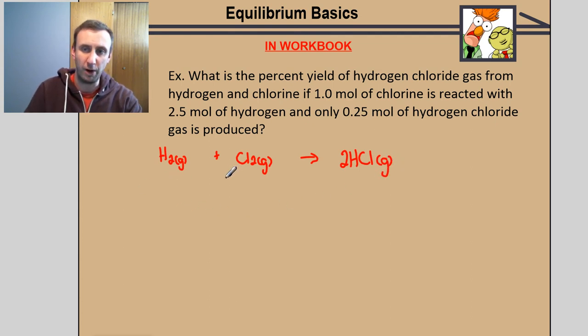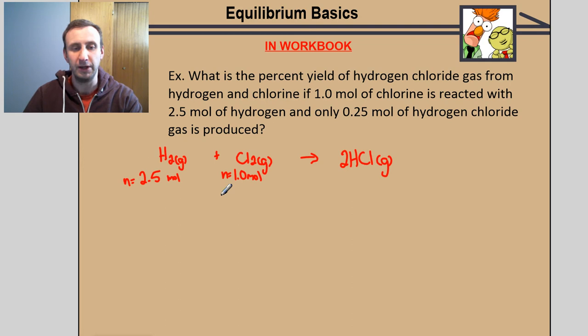So I have 1 mole of chlorine, and I have 2.5 moles of hydrogen. So this is actually a really simple limiting excess question because it's all 1-to-1 for H2 and Cl2. But if I take a look at this, Cl2 is obviously limiting because I have only 1 mole of this compared to the 2.5 moles of hydrogen.